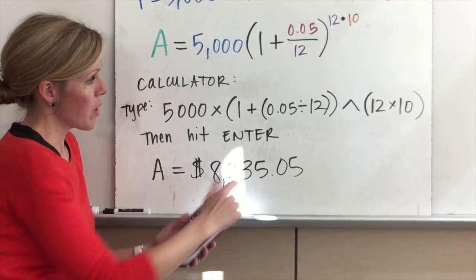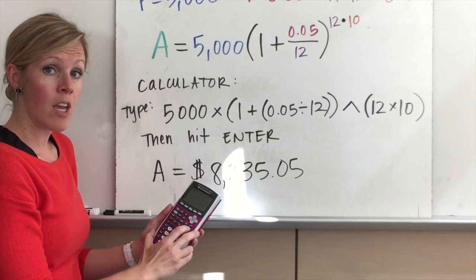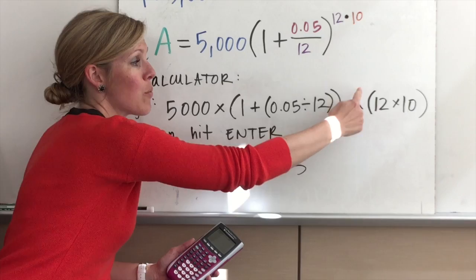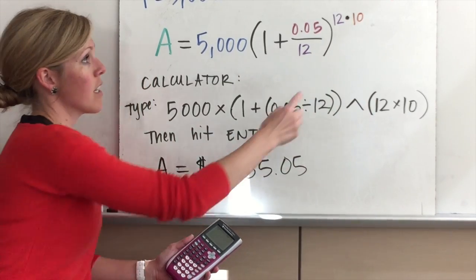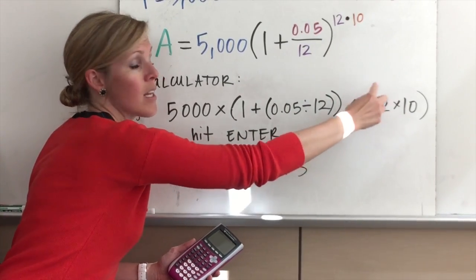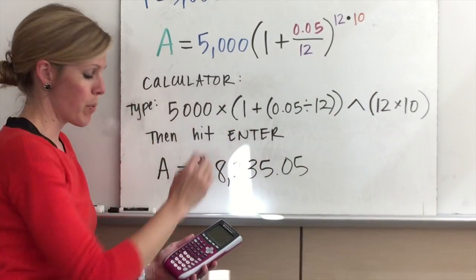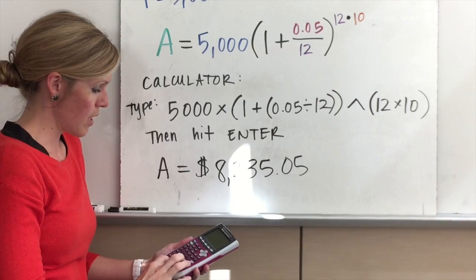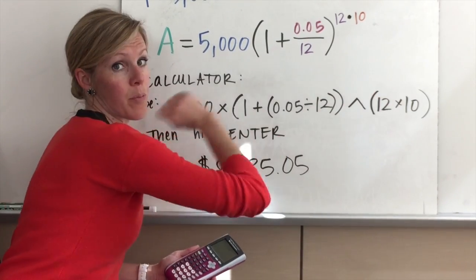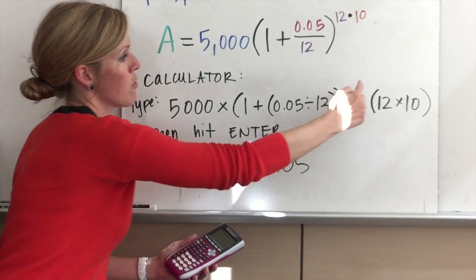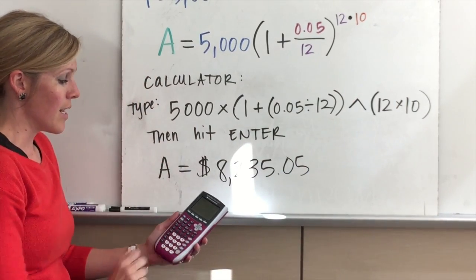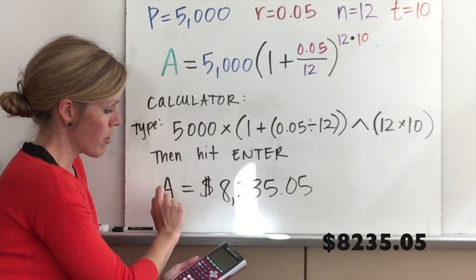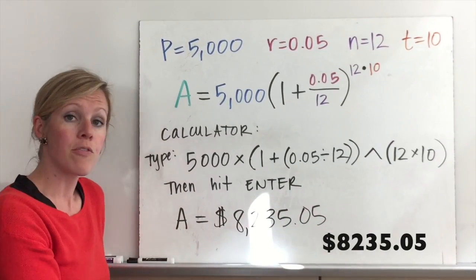Then we're going to raise it to a power by using that little caret symbol that you find just below the clear button on your calculator. And then we need parentheses again to tell it to take that 12 times 10 and multiply it together before it applies the exponent, because calculators like to do exponents before multiplication. So we have to tell it to multiply first. If you've typed all that in and hit enter, you should get the answer of $8,235, and we're going to round that to 5 cents.